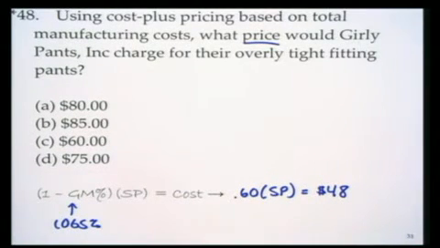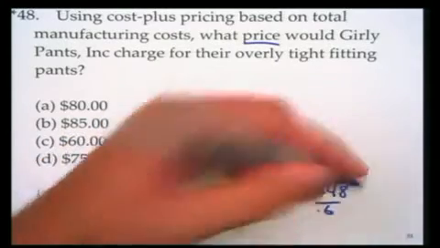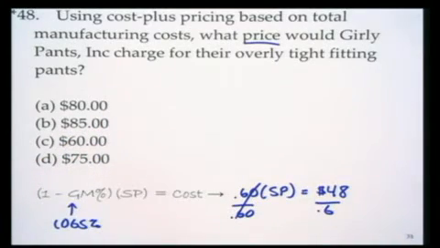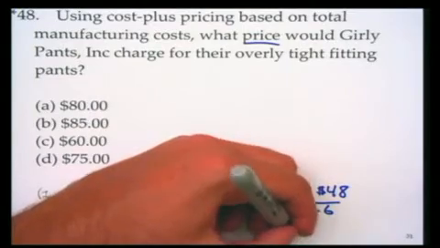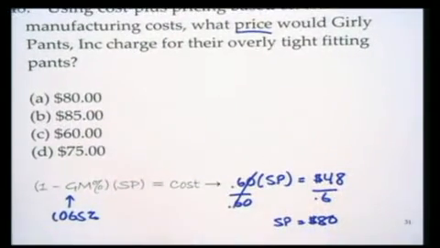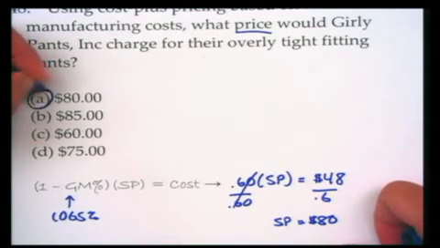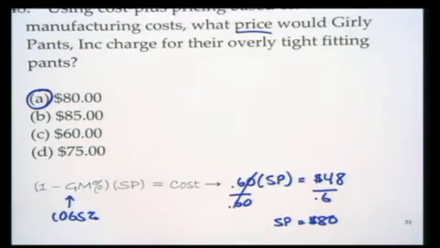So algebraically, we solve by dividing both sides by 0.6, so 48 over 0.6 should give you a selling price of $80. So don't forget that for cost plus pricing, again, it tells us we're going to solve for the price, so to speak. So the answer is A, or $80.